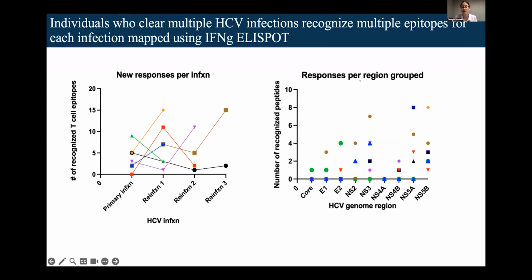In this next graph, responses per region, I have the different regions of the HCV genome that I showed in the previous slide on the x-axis, and on the y-axis, again, you have the number of recognized peptides or MHC class I epitopes. And again, every symbol and color is a different participant, or responses from a different participant. The take-home message from this graph is that not only do these individuals recognize multiple HCV epitopes in a given infection, those epitopes are also pretty uniformly distributed across the HCV genome. So there's not a single immunodominant area where if we just look at responses to that region, we'll be capturing the full response to HCV.